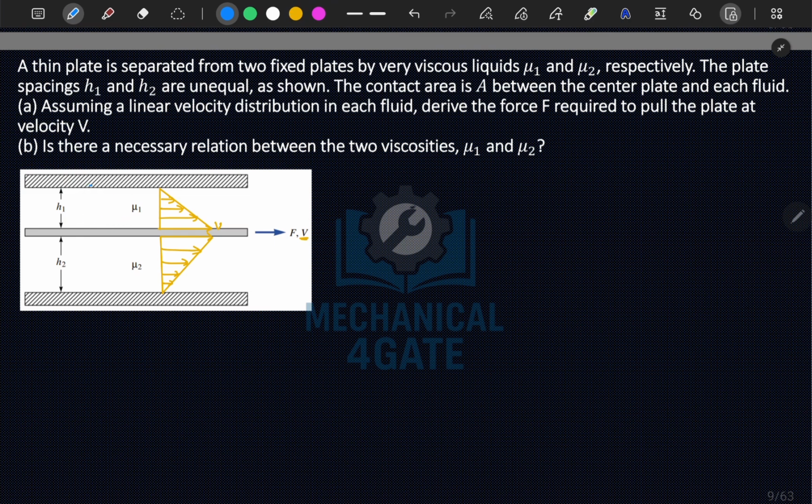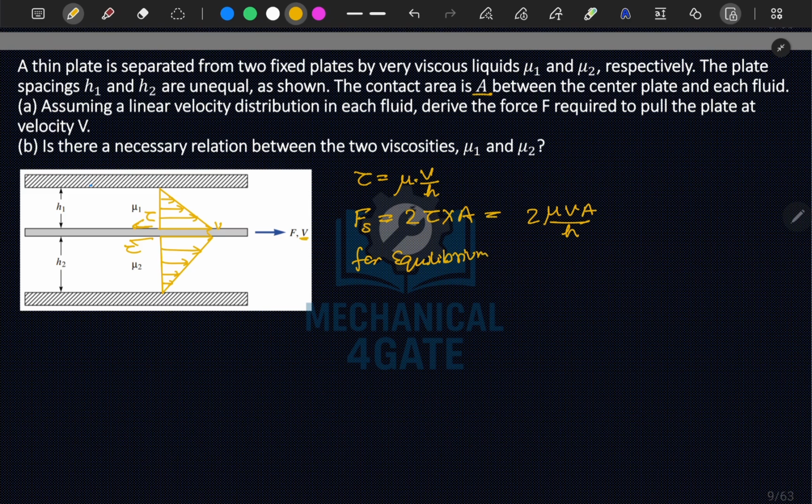Now let me write. We know that tau is equal to mu times V by H. So if I talk about the shear force on the plate, Fs, this should be equal to 2 times tau into area, tau times the surface area as mentioned, contact area A. Now this can be written as 2 mu V A by H. So this is your shear force, and for equilibrium our Fs should be equal to F.